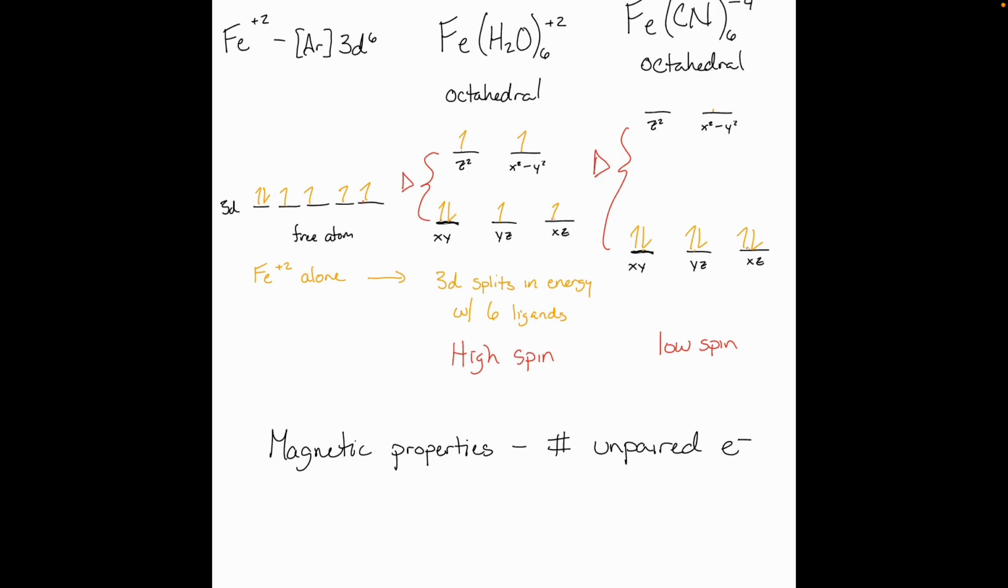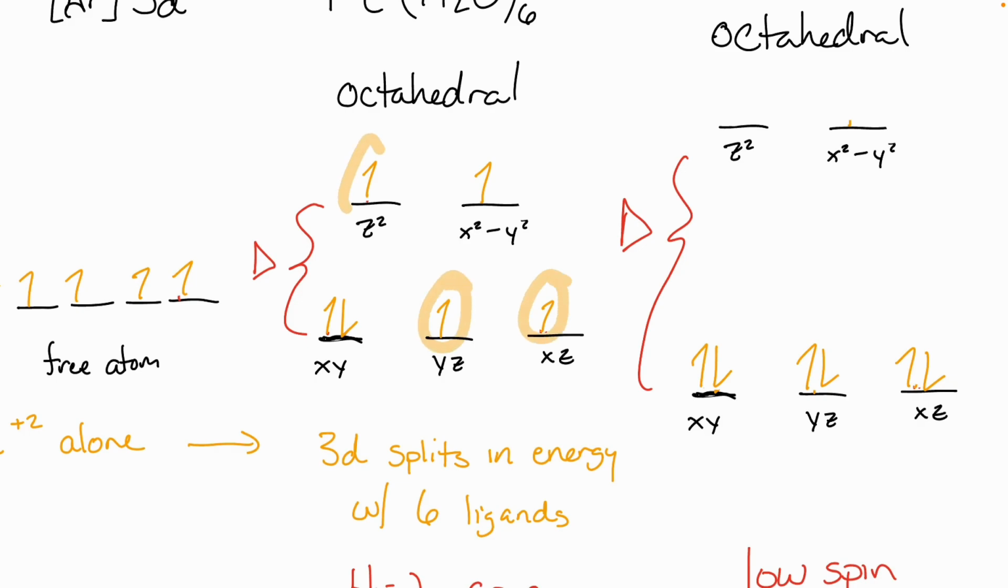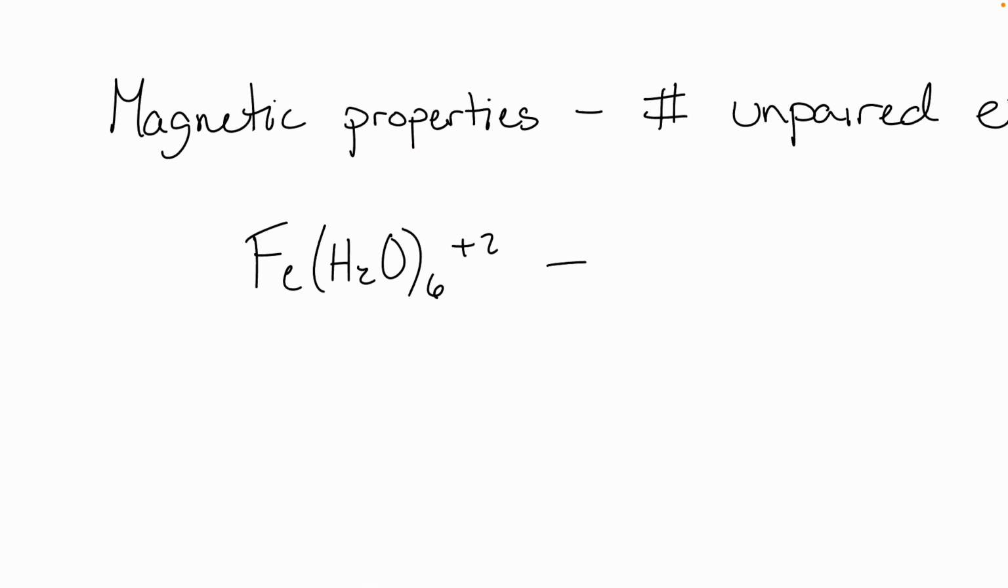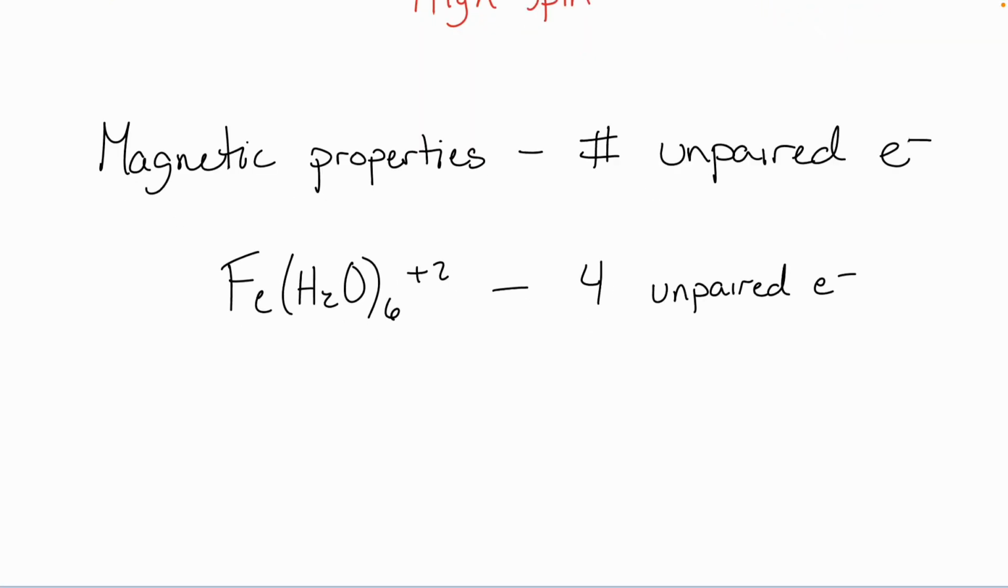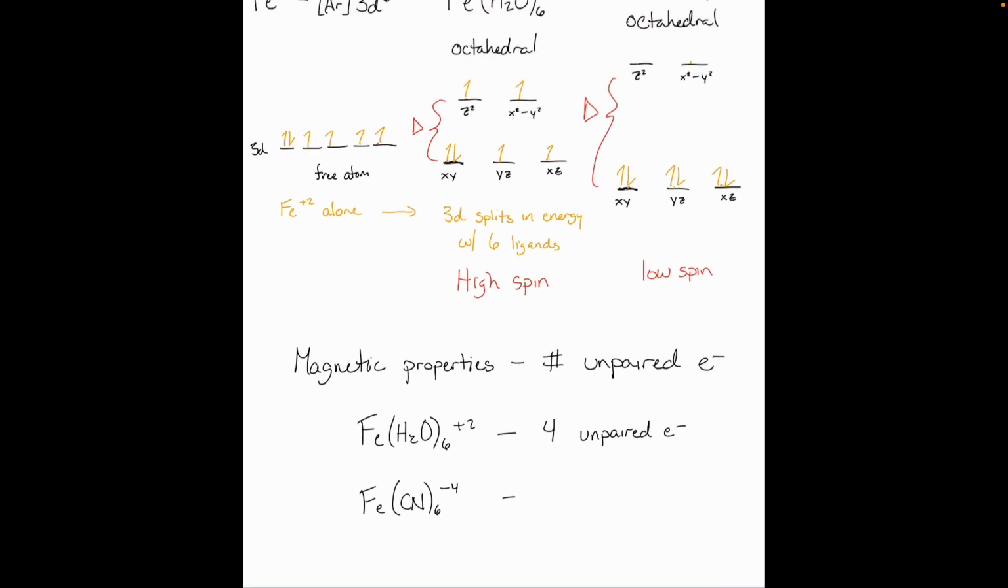Okay? So in this case, if I were looking at my water complex, how many unpaired electrons do I have for that complex? 1, 2, 3, 4 unpaired electrons. And what about if I take that same ion, but now I'm going to make a complex with these cyano groups? How many unpaired electrons do I have there? 0.